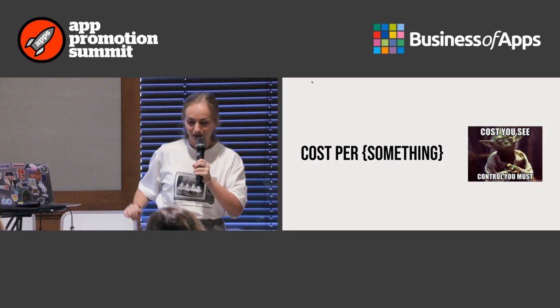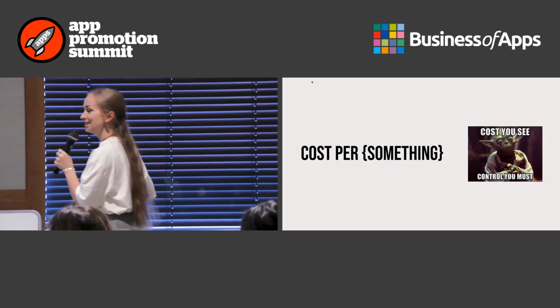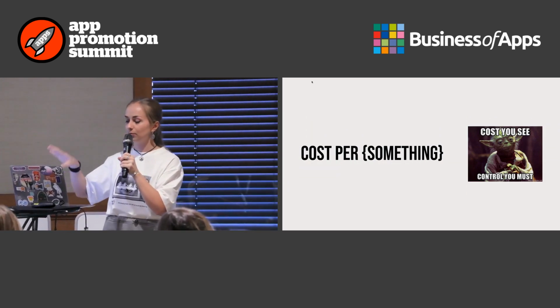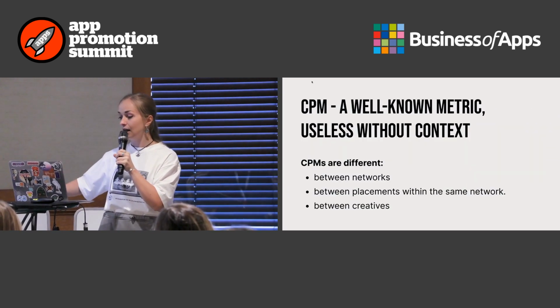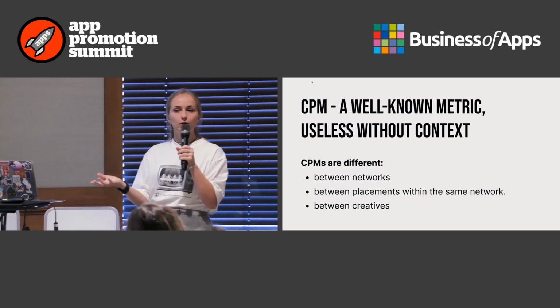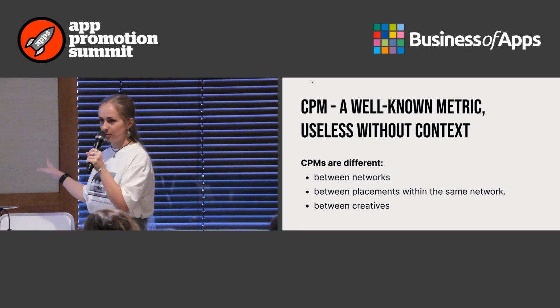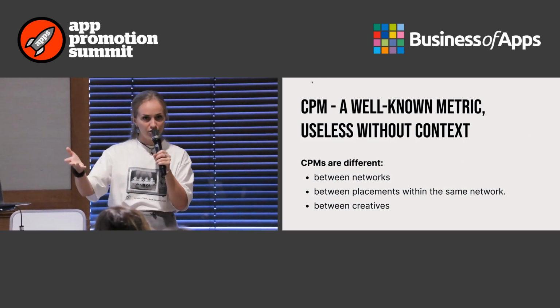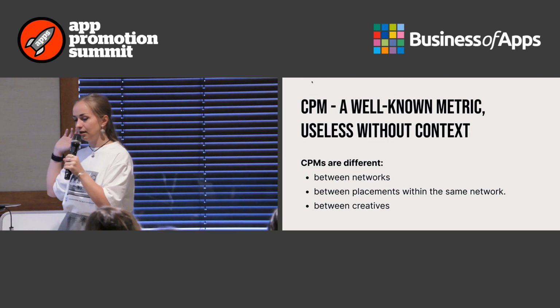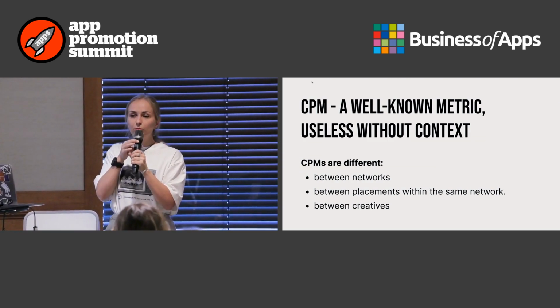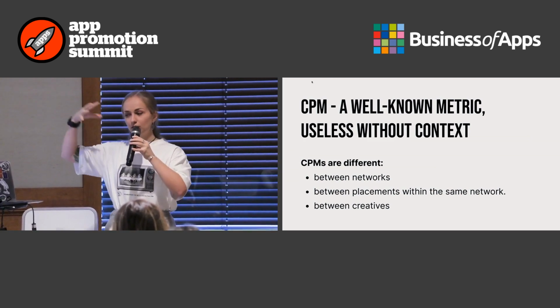Let's continue talking about money. Now we have Yoda: cost per something. You can put anything you want under the part which is called "per something." And the first and most obvious one is CPM. We all love talking about CPMs, and everyone talks about CPMs, from people who work on television to people who work with search campaigns for keywords. But it's really, really useless without bigger context.